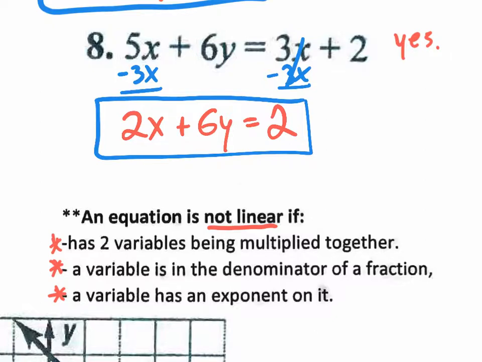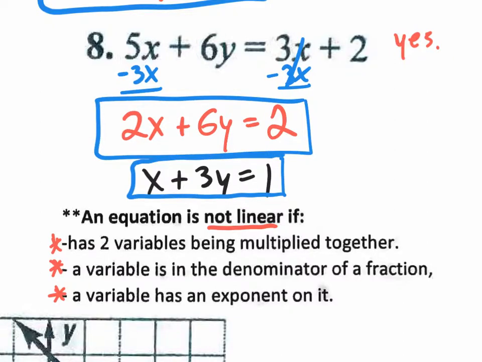Do me a favor, check the answer on the back on number 8. They may have written this answer as x plus 3y equals 1. Or not. How do they write it? x plus 3y equals 1. Okay, so they did write it like this. That's kind of weird, but do you guys see what happened with our red equation compared to the black equation that's on the back? They divided everything by 2.